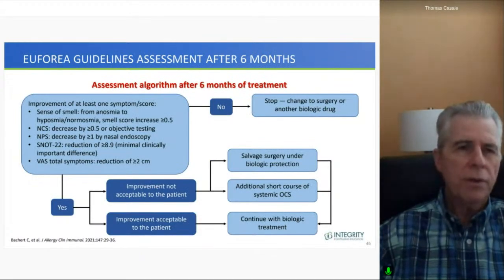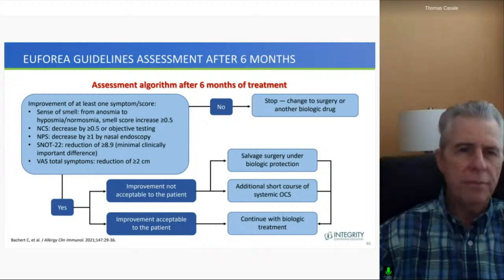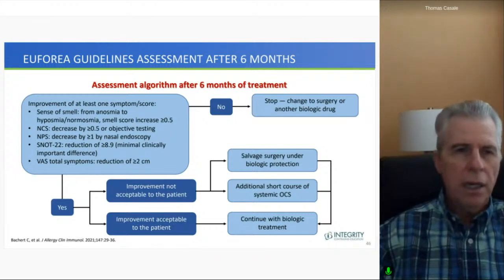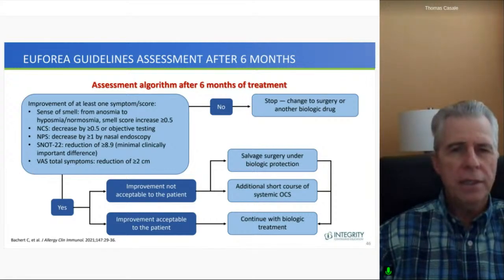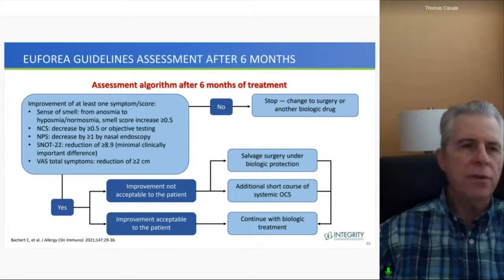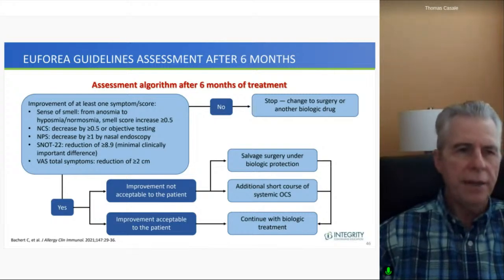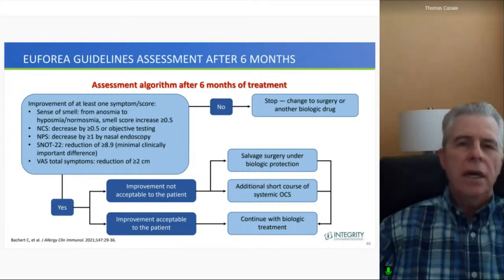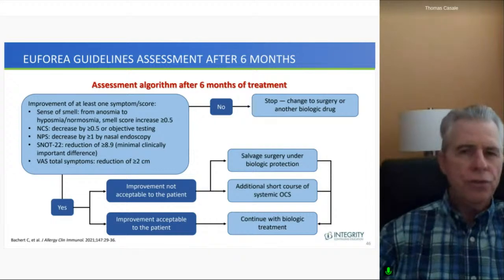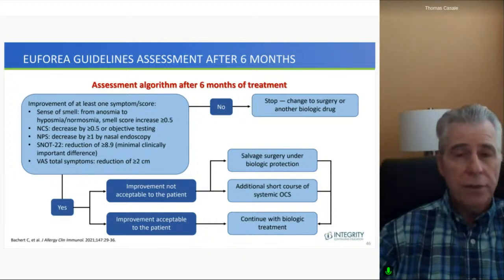How do you know whether a patient's a responder or not? Well, after about 6 months, you have to determine whether the patient has improved in their smell score, their nasal congestion score, nasal polyp score by at least 1, SNOT-22 by about 9. So all of those things that we looked at in the pivotal data on the previous slides. If they don't, then the suggestion is either you change to surgery or you might try another biologic.